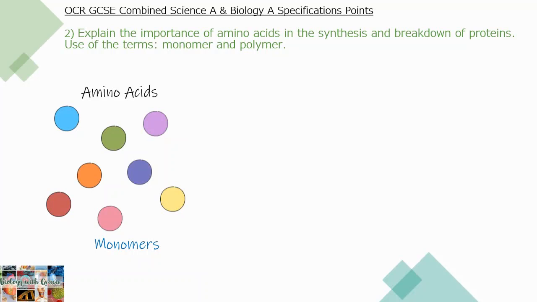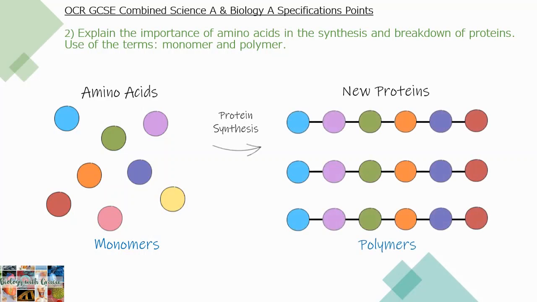And for our second specification point, here we have our amino acids, and the amino acids are monomers, and monomers join together in order to form polymers. So we've got our amino acids, and protein synthesis occurs, which leads to the formation of new proteins. So these amino acids are joined together, monomers are joined together, and polymers, which are new proteins, are produced.